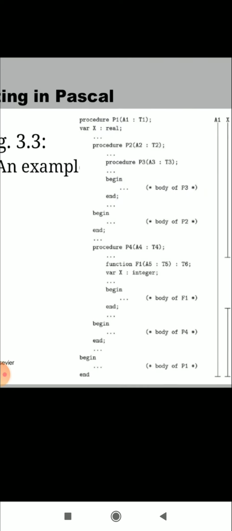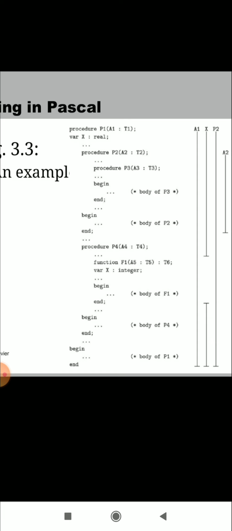This is the program in Pascal. You can see there are procedures P1, P2, P3, P4. In procedure P1, a variable x is declared, and in the function F1 there is also a variable x declared. In the body of P3, P3, A3, P2, A2, x of P1, P1, A1 are visible. In the body of P2, P3, P2, A2, x of P1, P1, A1 are visible.